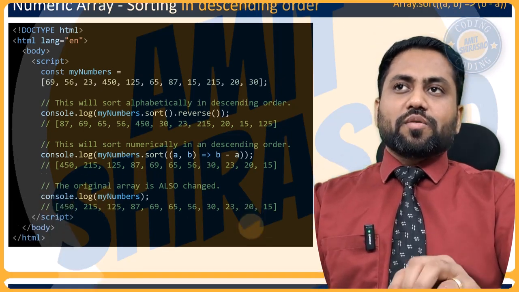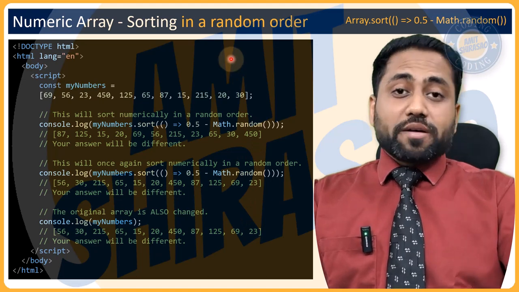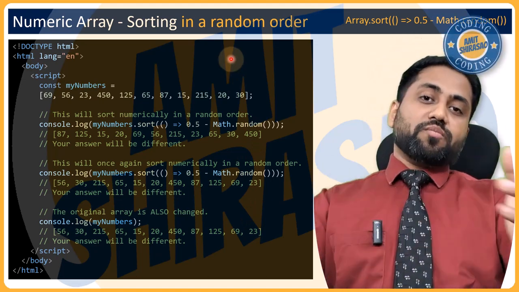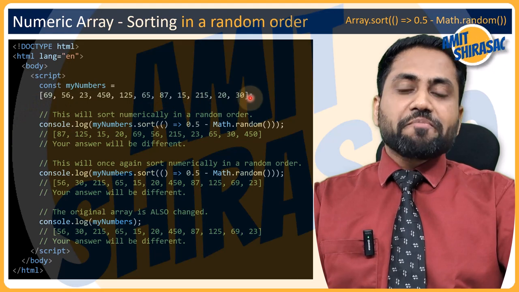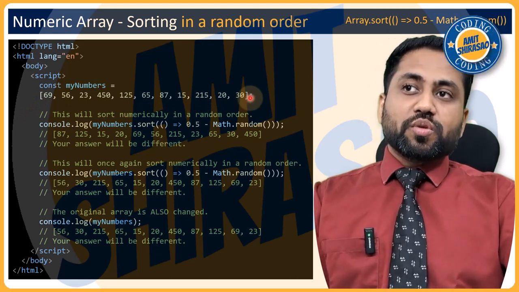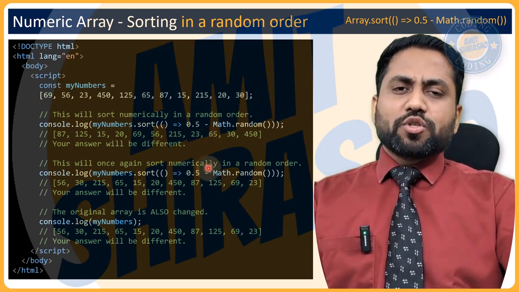Okay, now how will you sort in a random order? Let us say that I just want to shuffle the numbers. Okay, I just want to shuffle this array into a random order. So how will you do that? So use your logic here.